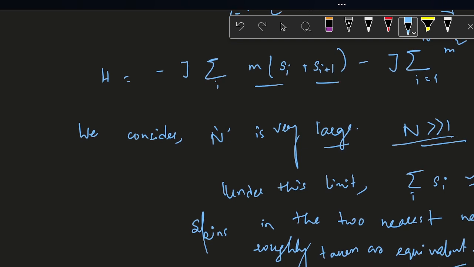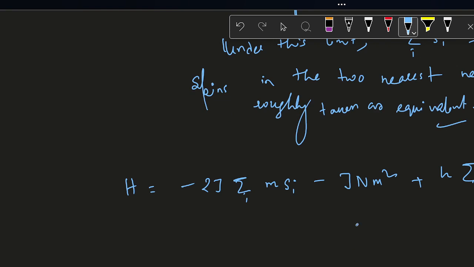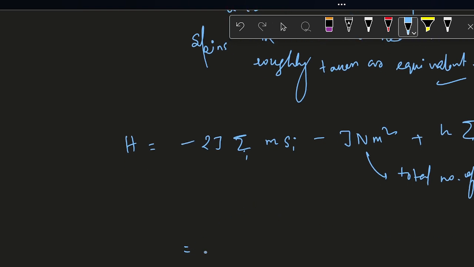So this is just J n squared plus h sum over i S_i, because here n is the total number of spin sites. Okay, so your H is just minus J n squared. Then we take the two S_i terms together and combine them. What can we write about that? Plus h minus 2J m, because m is a constant, we can take it out of the summation, then sum over S_i.